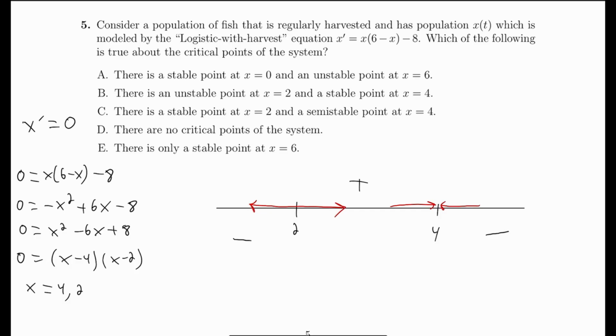When you have arrows pointing away from a critical point like that, that is an unstable point. So x equals 2 is unstable. And then when you have arrows pointing into the 4, right, that's where the function wants to settle. That is a stable critical point. So x equals 4 is stable. And then checking answer choices, A assumes critical points of 0 and 6, which isn't right. What they want you to do is forget that 8 there, but it's there, so don't. Choice B says an unstable point at 2 and a stable point at 4, which is correct.